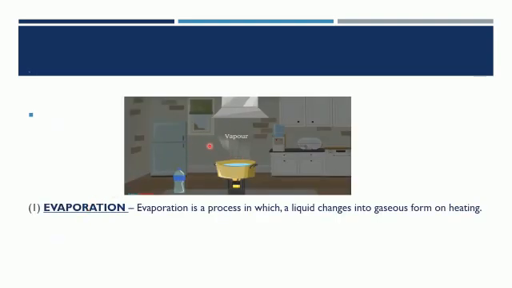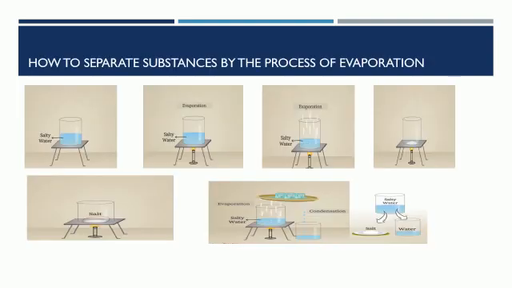See, students, this picture. If we continuously heat water for some time, what happens? It is a very common observation. Water is converted into vapor, isn't it? Yes. And this process is called evaporation, which is our first method. So what is evaporation? Evaporation is a process in which a liquid changes into gaseous form on heating.